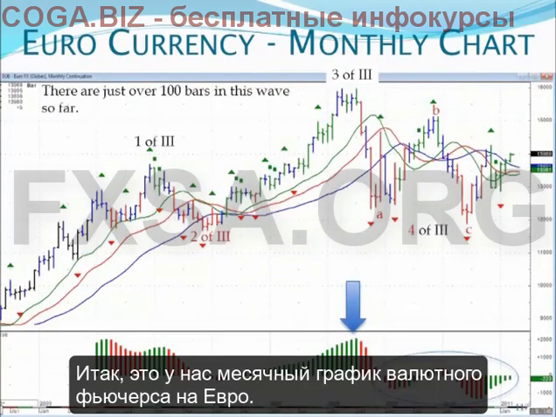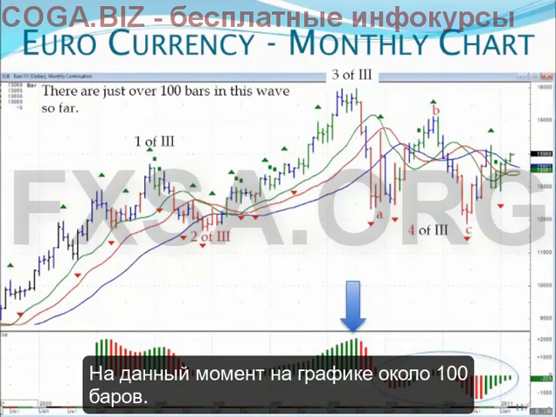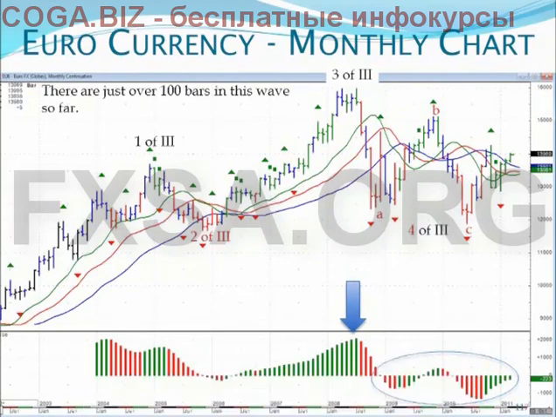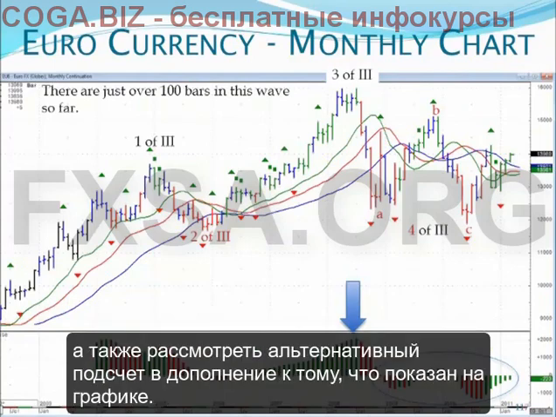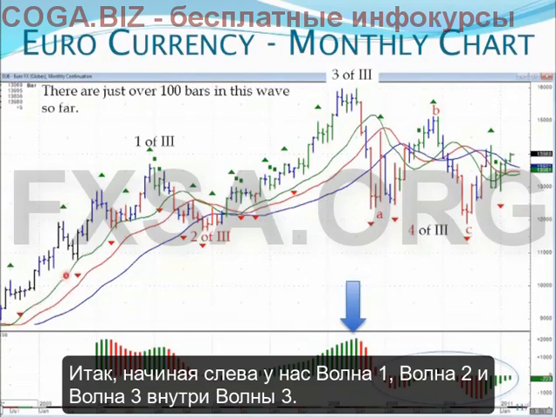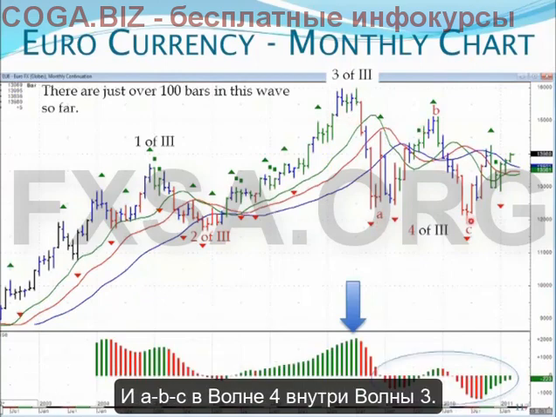Okay, so here we are on the euro currency, and this is the monthly chart. There are just about 100 bars or just over 100 bars in this wave so far. Now what we want to do is take a look at the overall picture and then get an alternative count as well as what we have here on the chart. So starting here on the left, we have a wave 1, a wave 2, and a wave 3 of 3, an A, a B, and a C of 4 of the wave 3.